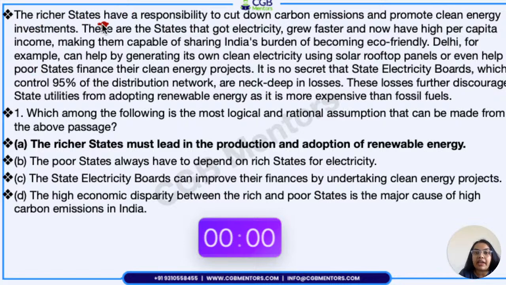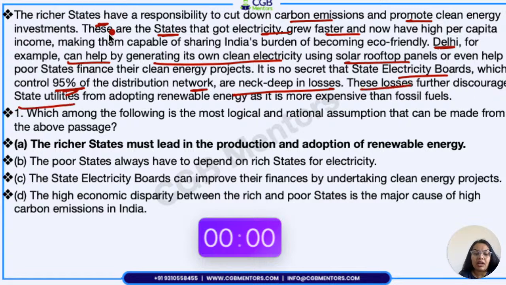So you will see what the passage says. The richer states have the responsibility to cut down carbon emissions, to promote it. These are the states that got electricity, grew faster, have everything good. Now, Delhi, for example, can help by generating its own clean electricity using solar rooftops. It is no secret that electricity boards, which control 95% of the network, are neck deep in losses. These losses further discourage utilities.